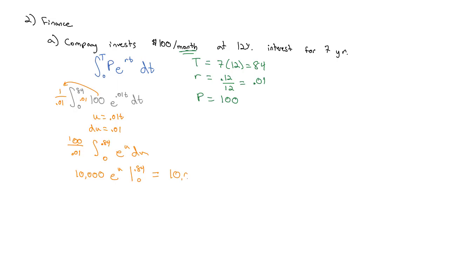Plugging that in, 10,000 times e to the 0.84 minus e to the 0. And if I plug that into my calculator, I end up with $13,163.67. So if we just want to take an annuity, a monthly investment put away, we just have to integrate the P e to the RT equation. But sometimes we're interested more in present values and future values of investments.